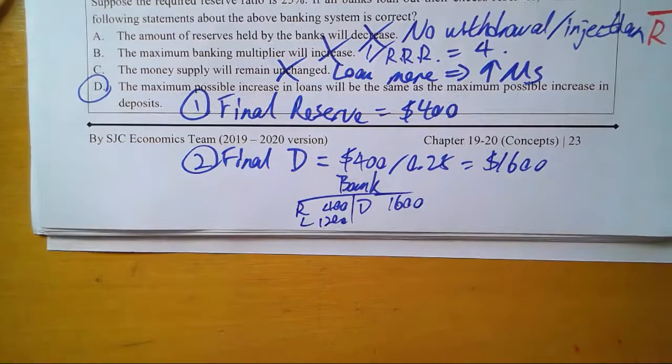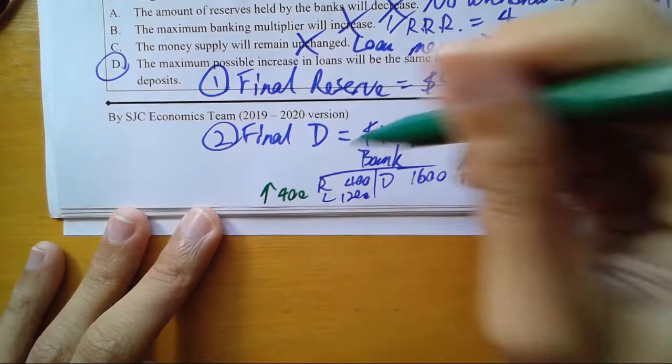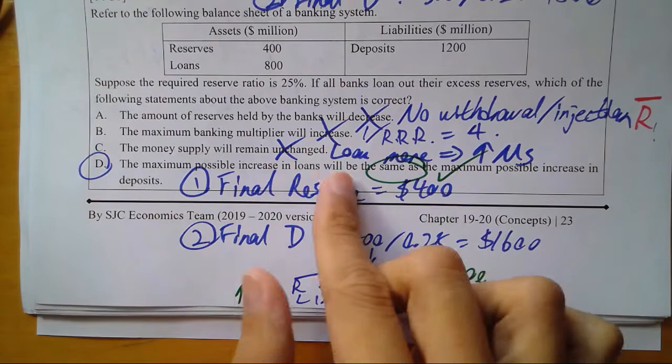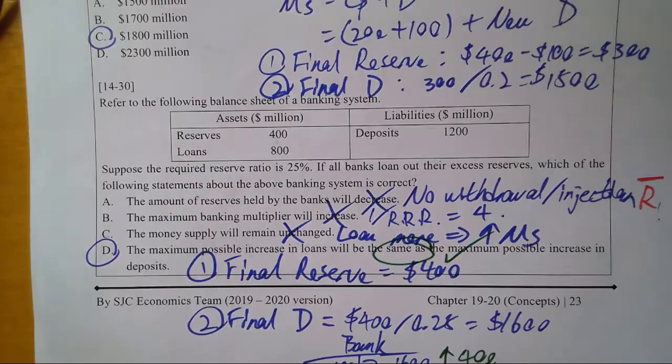Now, deposit increased by 400. Loan also increased by 400. Therefore, the same. True. In fact, you don't need to calculate. This must be true. Think about it: is there any change in reserve? No. Therefore only loan and deposit can change. Reserve cannot change. Therefore, the same. It must be true.